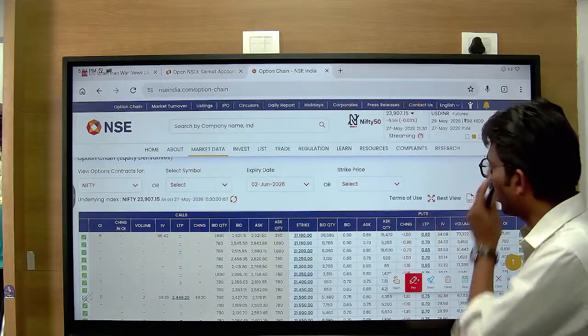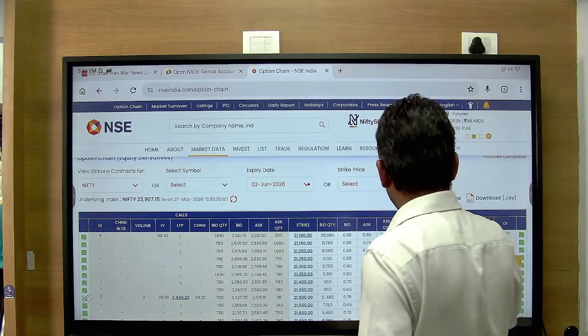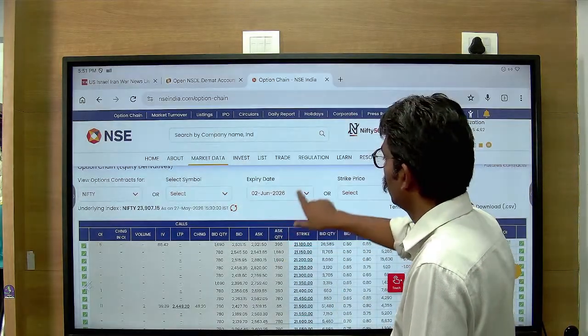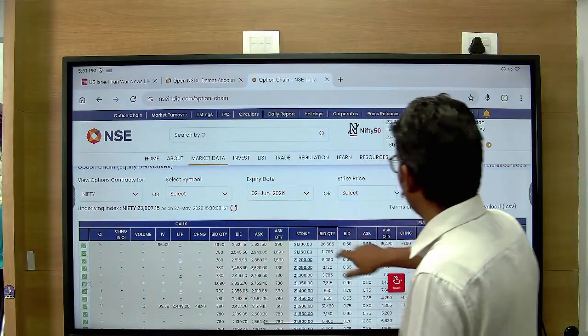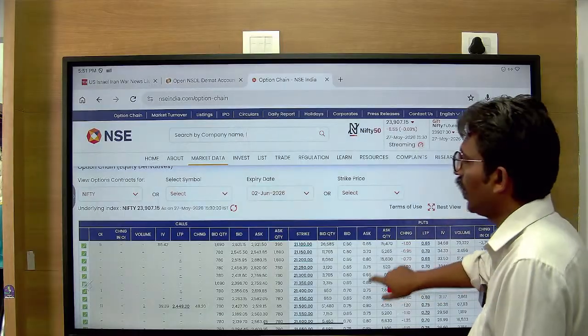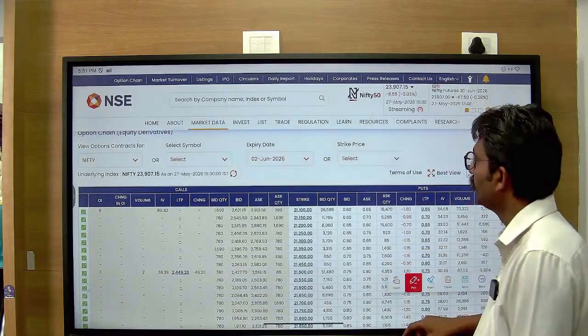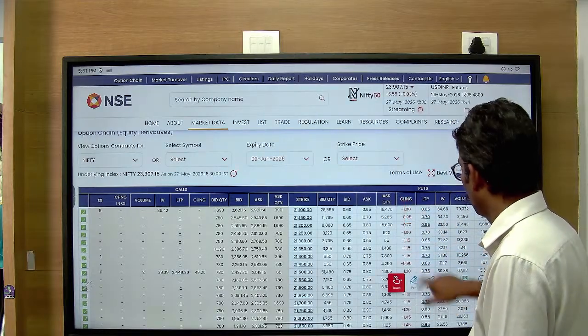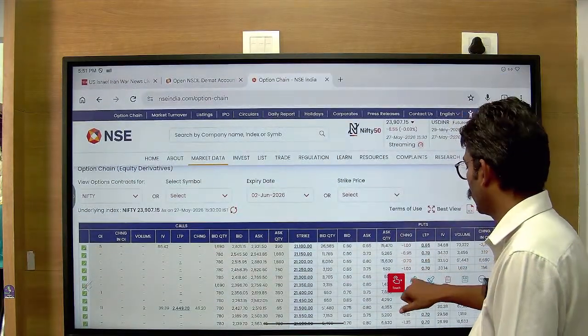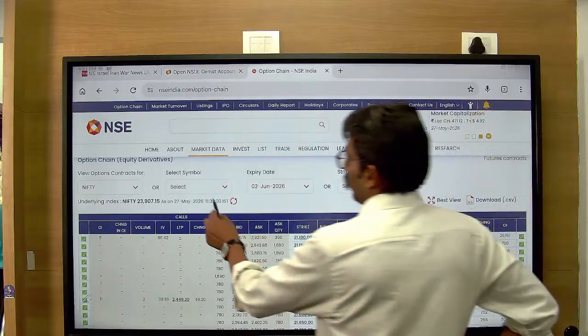Let's see if I can try and pull out an older expiry, if that is possible. Historical prices not available. Okay, let's go. So now let us understand what this is all about.